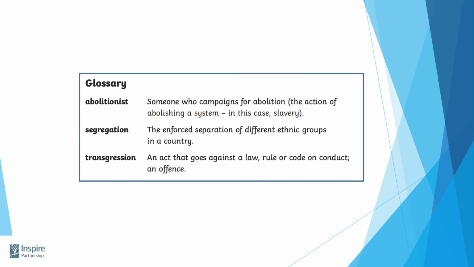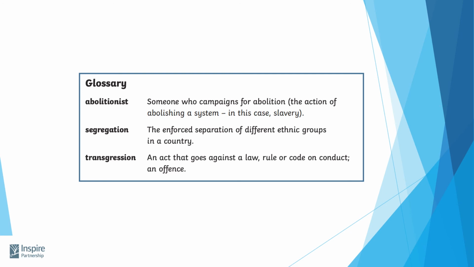So here we have a glossary to explain some of the words that are used in the text. Abolitionist. That's someone who campaigns for abolition, the action of abolishing a system. So in this case, slavery. They didn't want it to exist anymore. They wanted to get rid of it.